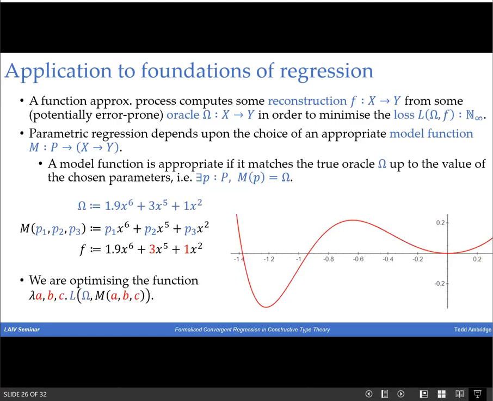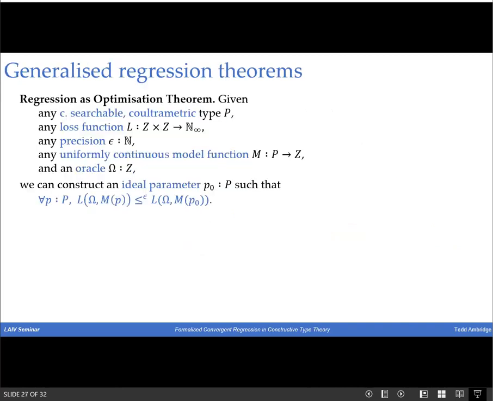So what we're essentially doing here is optimizing a function. We're choosing the parameters, and then we're optimizing a loss, which is exactly what we did in the previous theorem, where we had a measurement function. That's exactly what we're trying to optimize. And so in this way, convergent regression is just convergent global optimization, and we immediately get this theorem out of it.